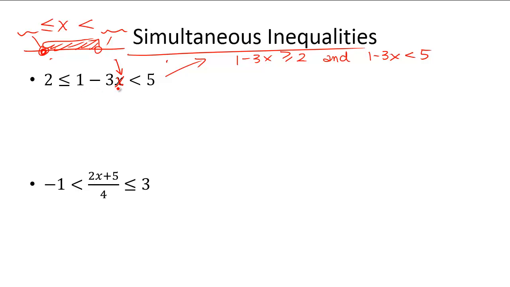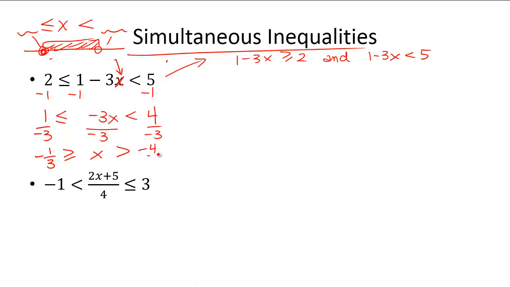So what do we do to get x by itself? Well, first we want to subtract 1 from all three parts, giving us 1 less than or equal to negative 3x less than 4. Now we would have to divide everything by negative 3, which means when we divide by a negative, we need to switch the signs. So we'll have negative 1/3 greater than or equal to x greater than negative 4/3. You'll notice that this makes sense because negative 4/3 is actually the lower part on the number line, and that's with an open circle.